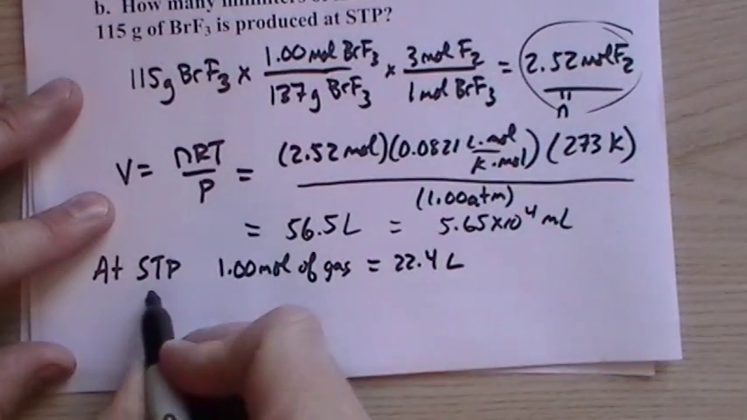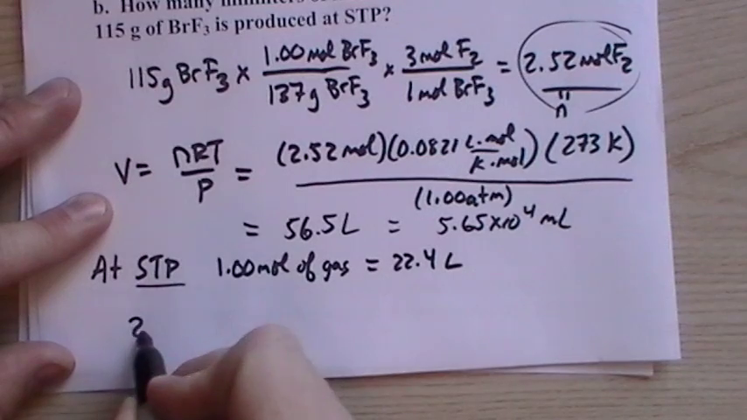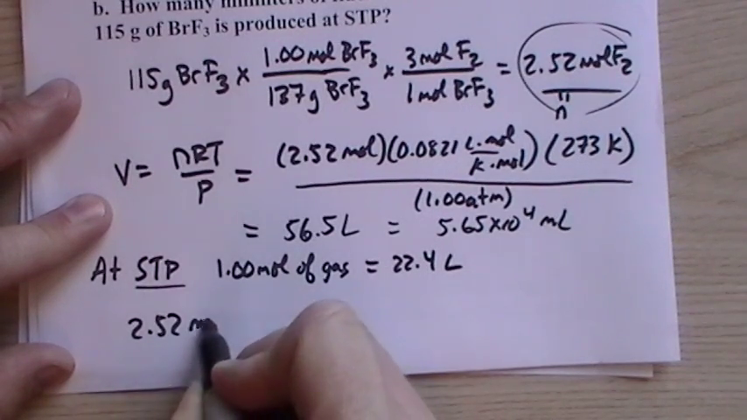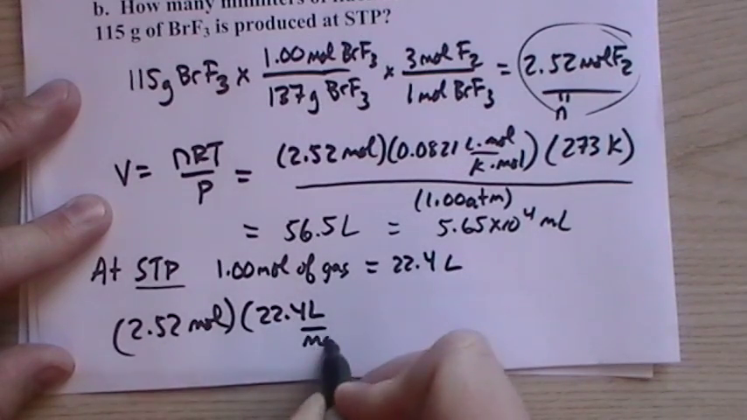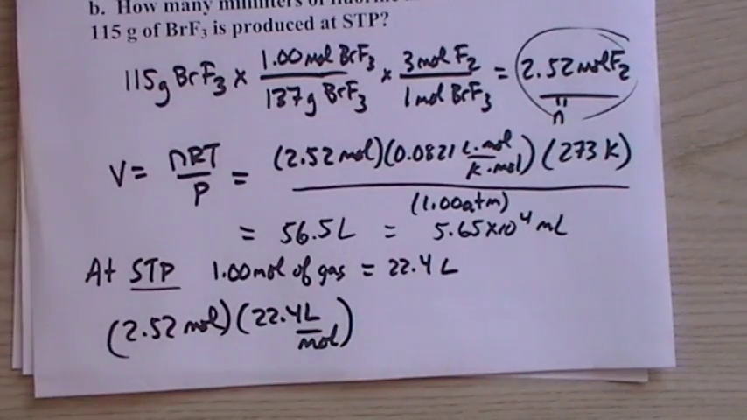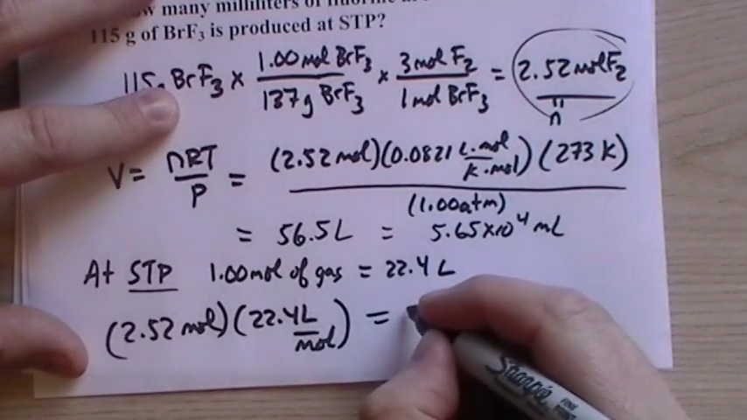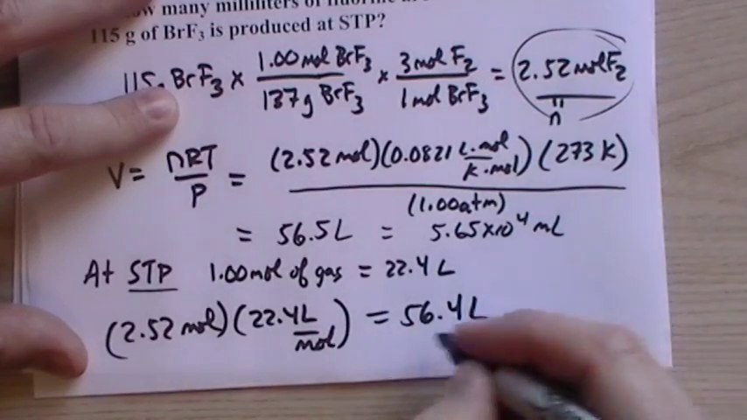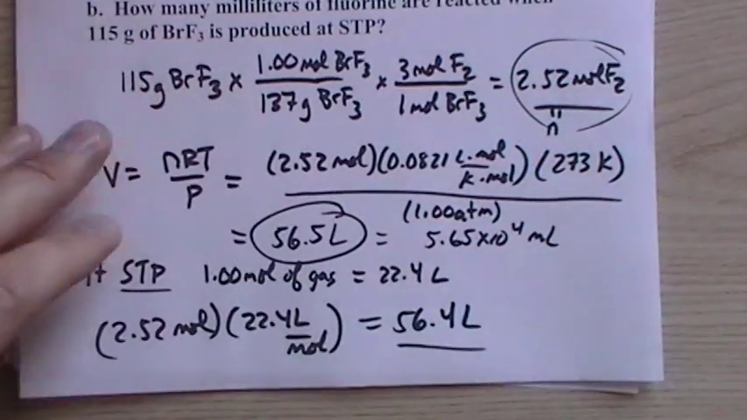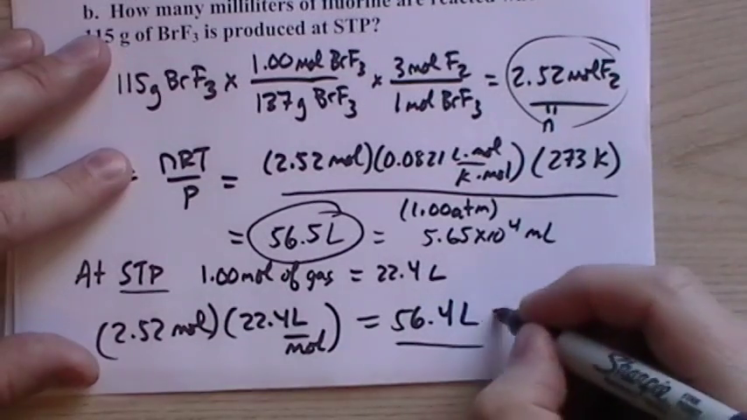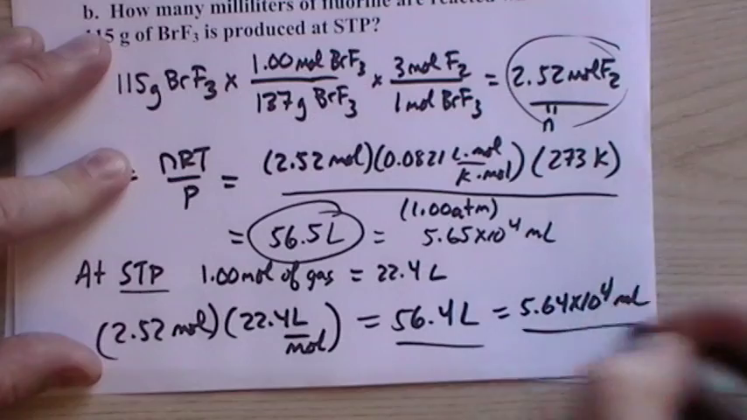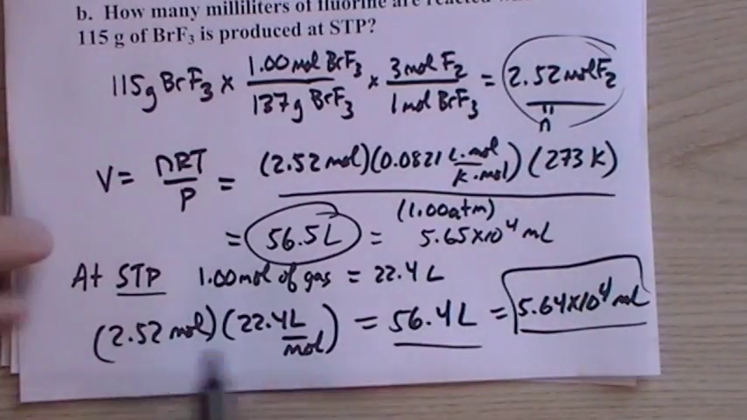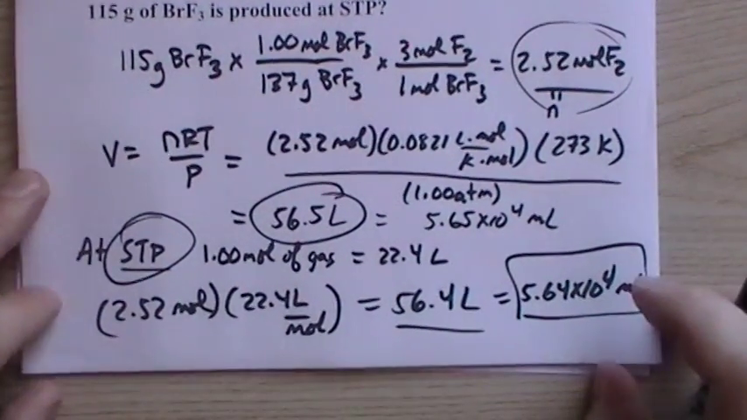So all we have to really do, as long as it's at STP, it has to be STP, is just take the moles, and we know that it's 22.4 liters per mole. That's the standard molar volume. And it might be slightly off because of rounding, and we end up with 56.4 liters. Here 56.5 is what we got, just rounding error, and then that would be 5.64 times 10 to the 4th.